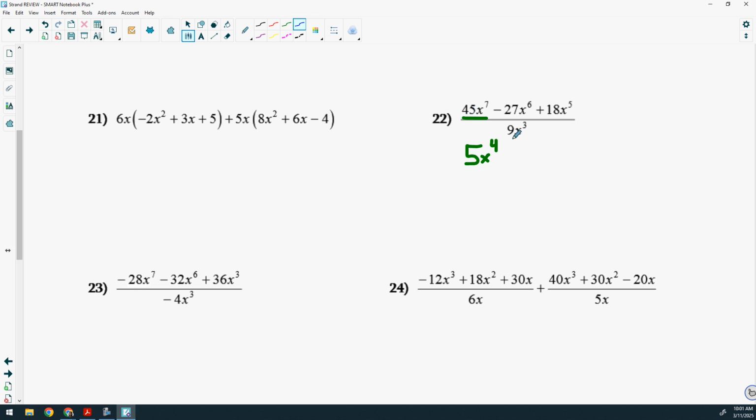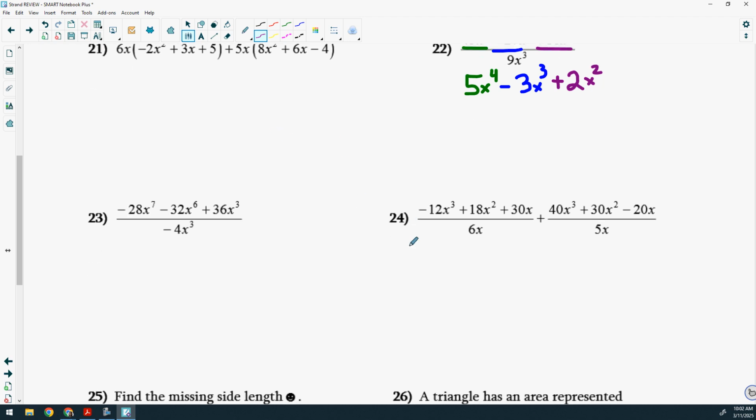Switch colors. We have a negative divided by a positive, which gives us a negative number. 27 divided by 9 is 3. 6 minus 3 is 3. Switch colors. We have a positive divided by a positive, which gives us a positive number. 18 divided by 9 is 2. We have x to the exponent of 5 divided by x to the exponent of 3. 5 minus 3 is 2. And there we go.